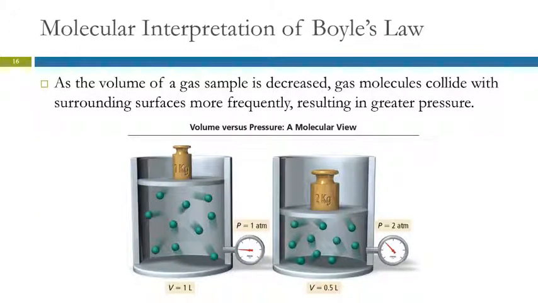So molecular interpretation, what's going on with Boyle's law? Here we've got a volume of gas that's 1 liter and its pressure is 1 atmosphere. It's got a movable lid, and right now there's a 1 kilogram weight sitting on it. If we double the mass of that weight, it's going to push the lid down. It's going to make the volume smaller. Now the volume's half a liter. We cut the volume in half, and the result is that the pressure doubles. So by whatever factor one decreases, the other increases by the same factor.